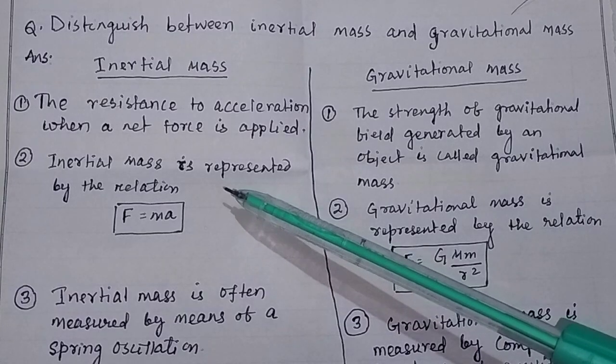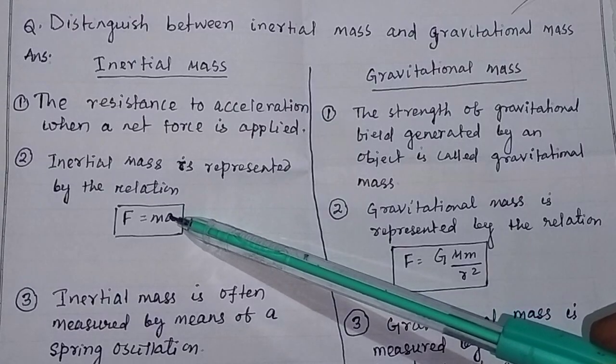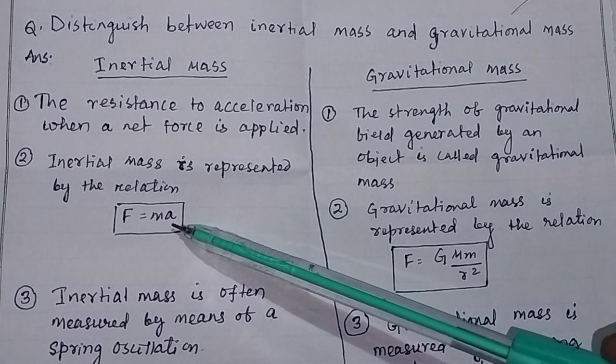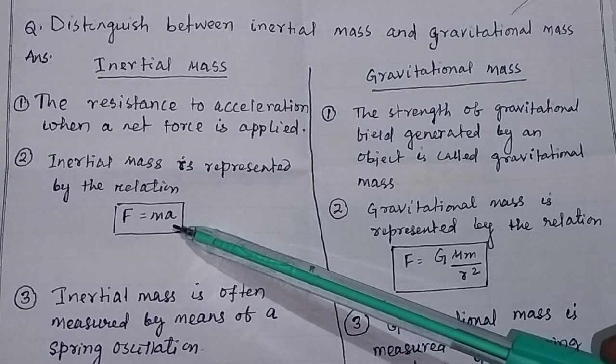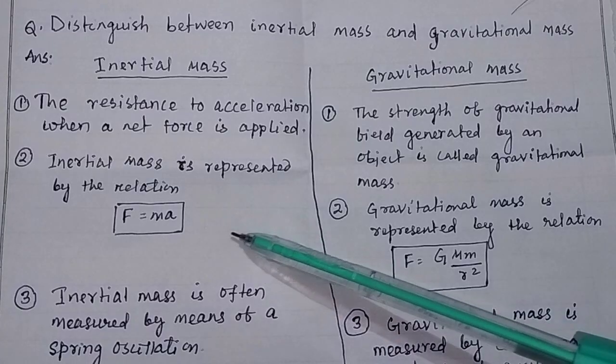Inertial mass is represented mathematically by Newton's second law of motion, that is F is equal to ma, or m will be equal to F by a. In this way you can define inertial mass mathematically.